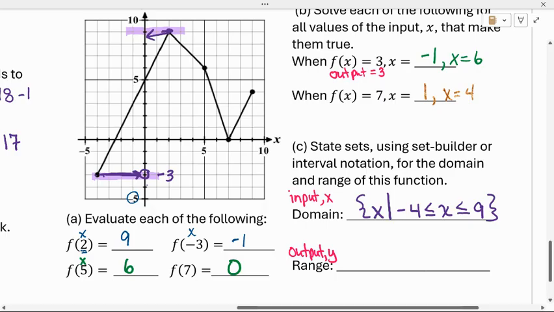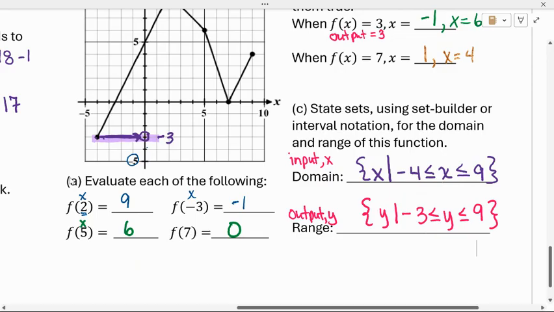And what is the highest y value? Look at the very top where I have it highlighted in purple. What's the highest it goes up? Y value, not x value, y value. What is the y value? 9. So this goes all the way up to 9. So same concept. We're going to write it in set notation. So y such that my smallest is -3 and my largest is 9. So -3 is less than or equal to y is less than or equal to 9.